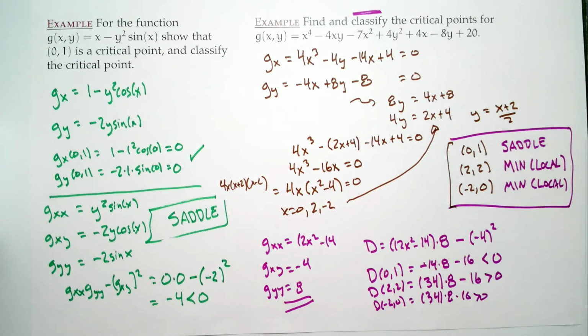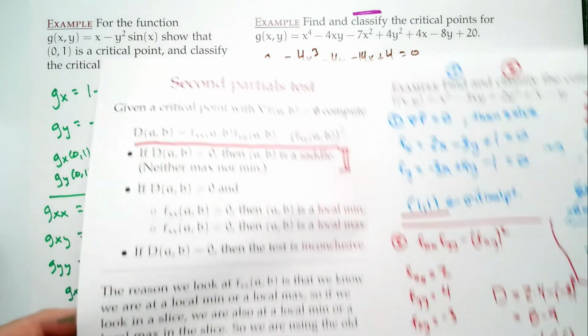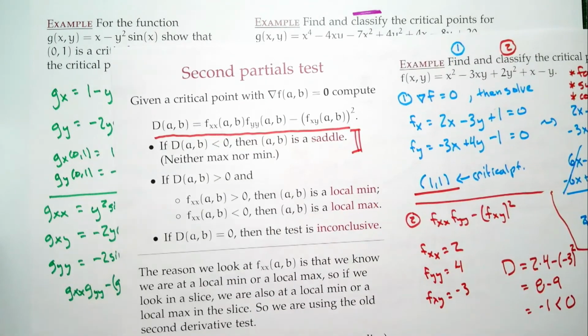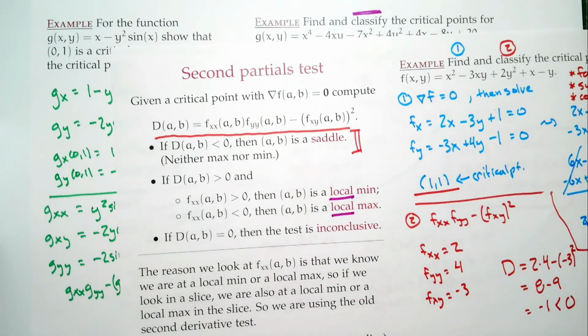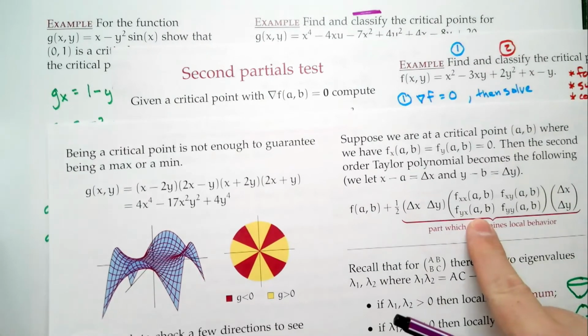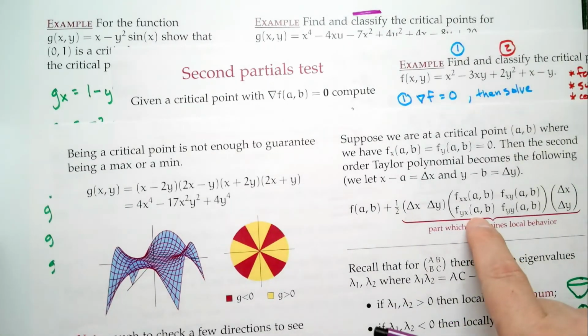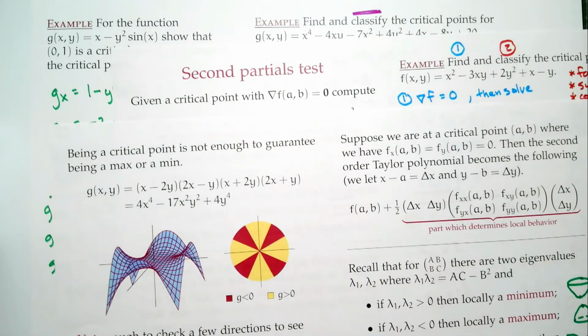Now, why do we emphasize the word local? We should have talked about this here. Because it's not just a min or a max, it's a local min or a local max. The reason is, where does this test come from? It comes from the idea of our approximation, and our approximation is only good nearby. So when we're using that Taylor polynomial, it only tells us what's happening very close by.